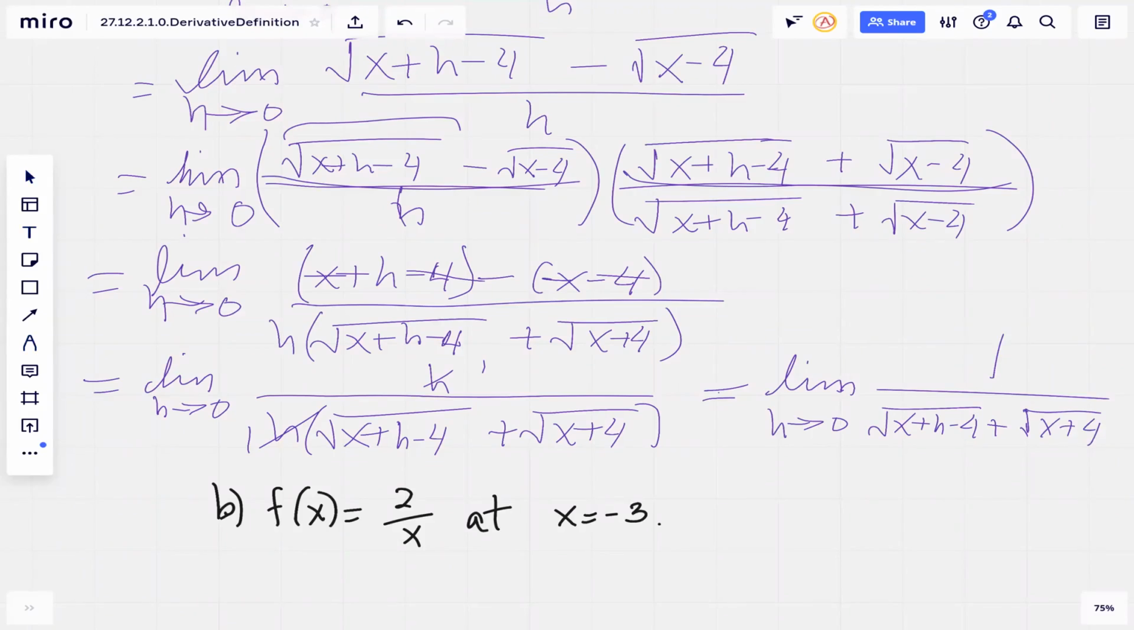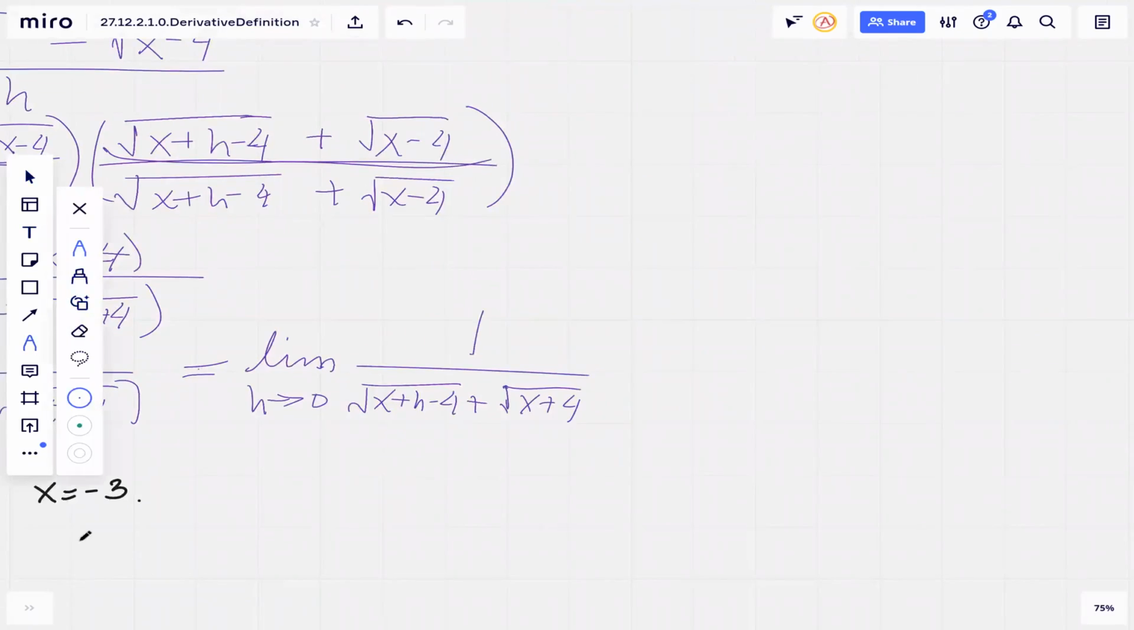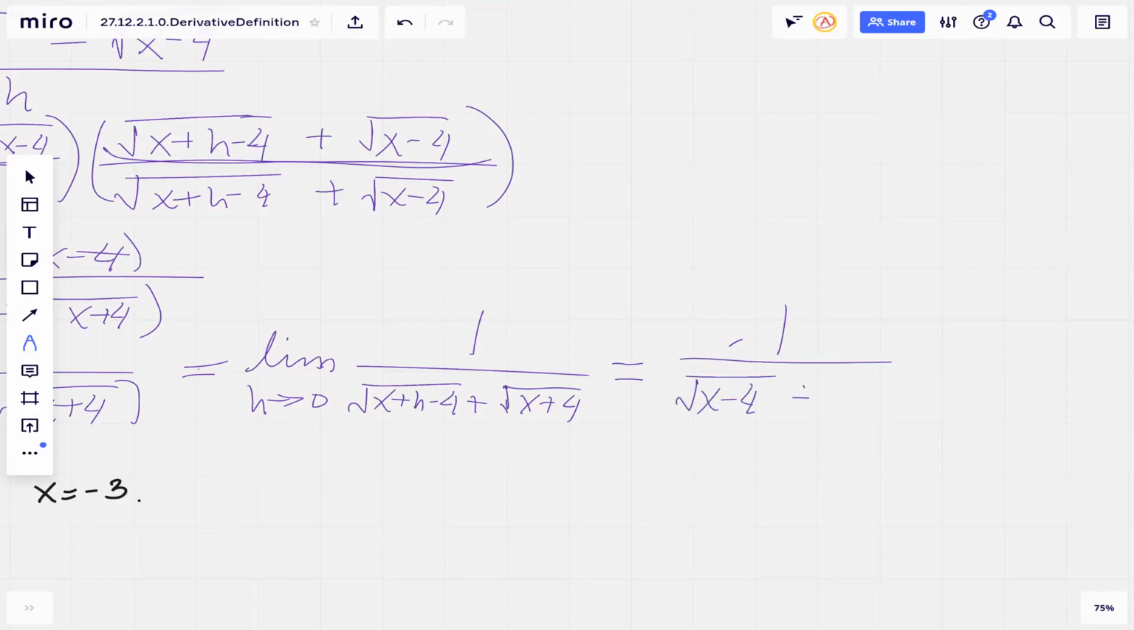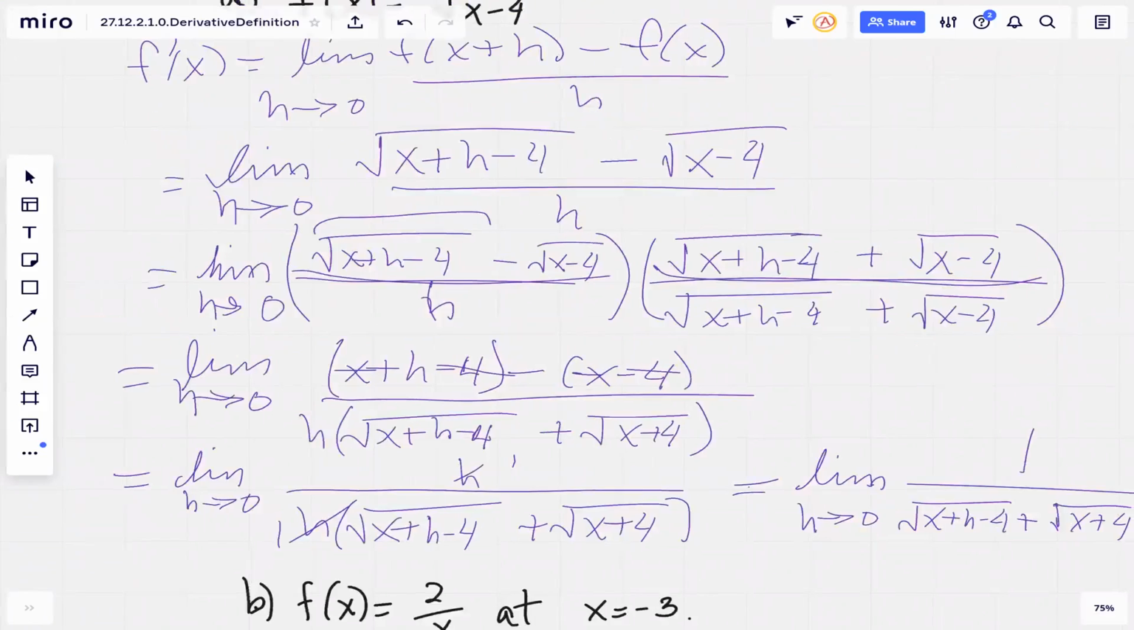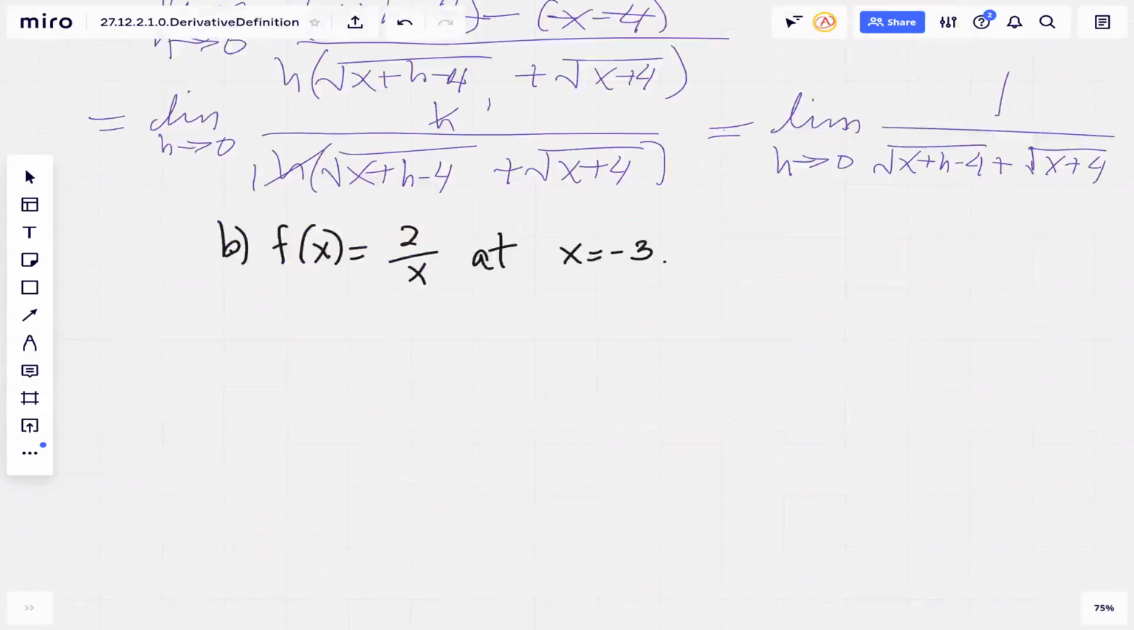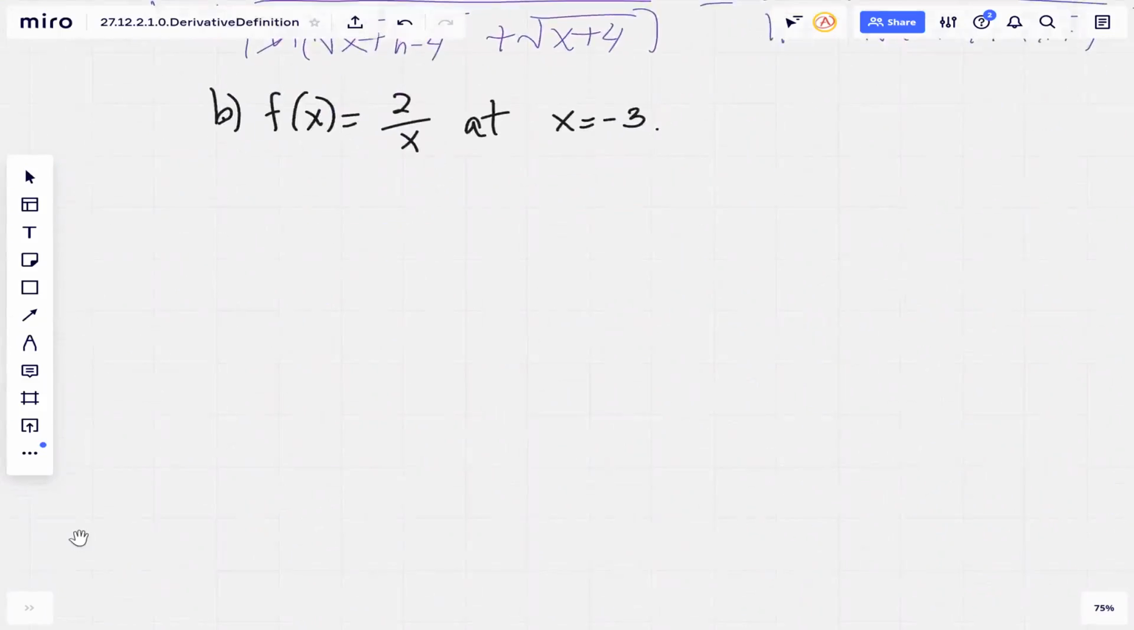This equals, now we can just plug in 0 for h, and we end up with 1 over the square root of x minus 4 plus the square root of x minus 4, which equals 1 over 2 times the square root of x minus 4. So that's our derivative. And we used the definition of the derivative to find this. It takes a bit of time, but it's worth doing a few times just to get the experience.